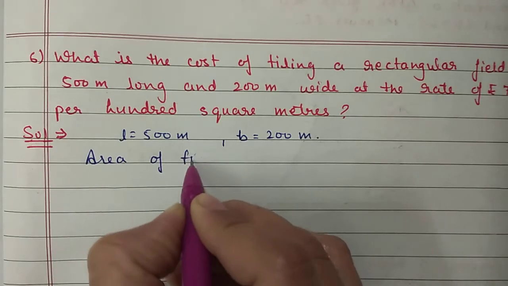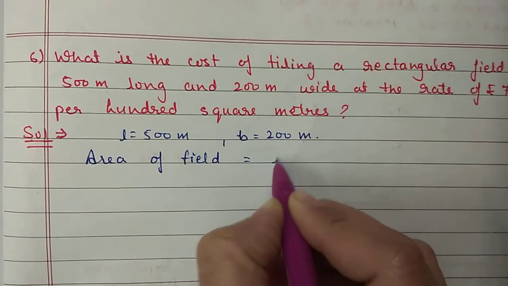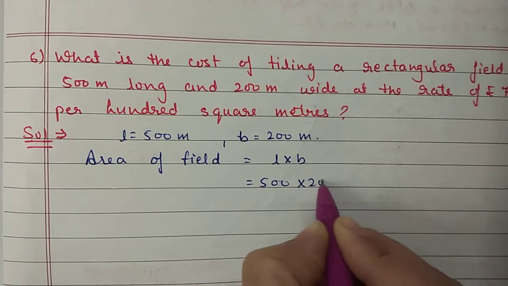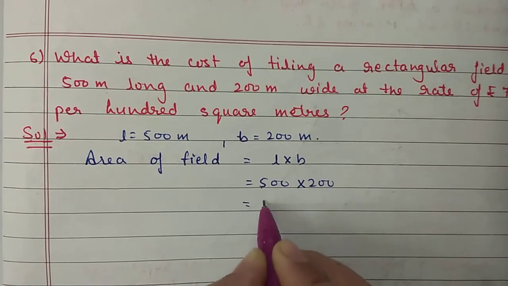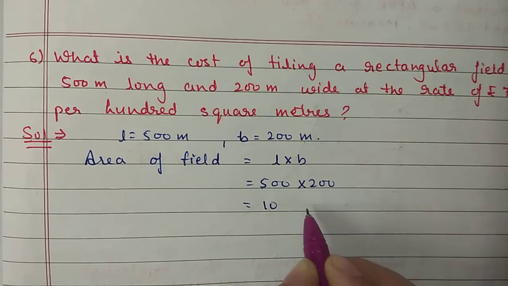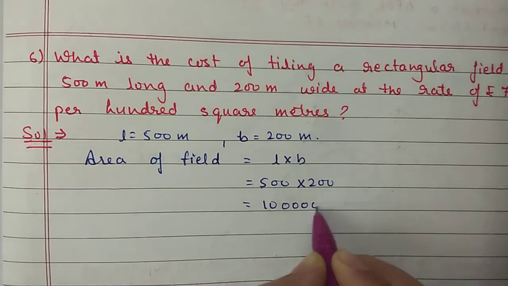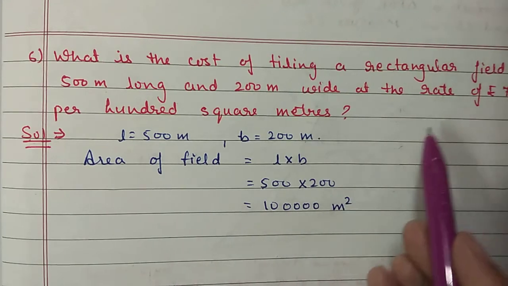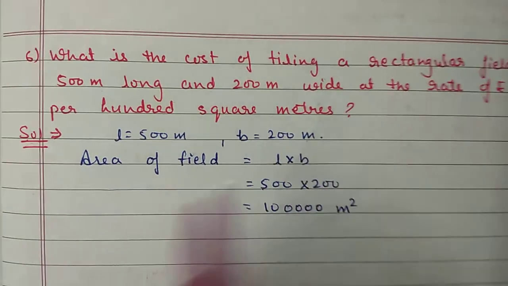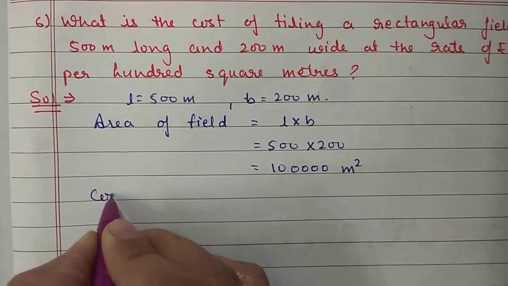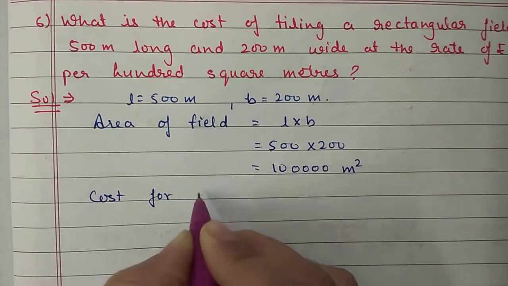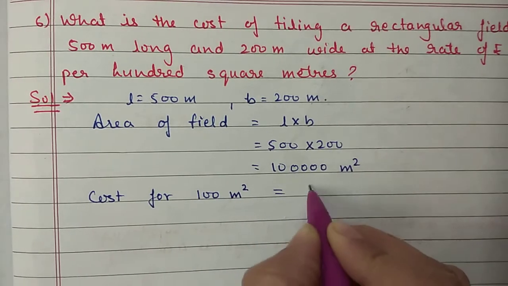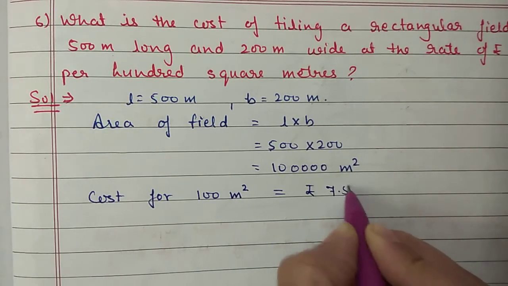Area of field is equal to length into breadth, 500 into 200. So 5 into 2 will become 10, and 4 zeros we have to include at last, meter square. Now they have given cost for 100 square meter. So cost for 100 square meter is rupees 7 rupees 50 paise.